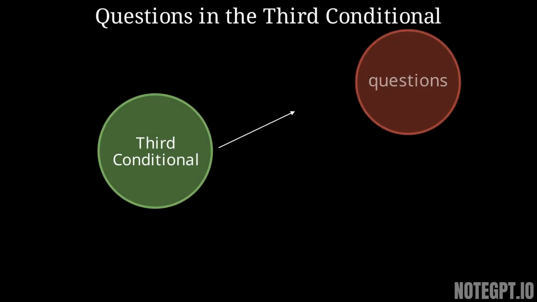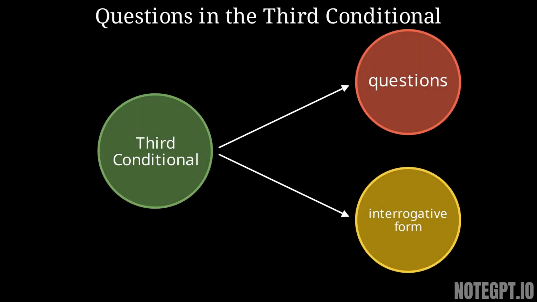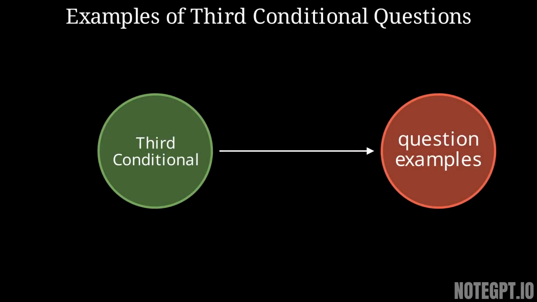To form questions in the third conditional, invert would, could, might, or should with the subject. Add a question word before if necessary. Examples: would you have come to the party if you had known about it? What might you have done if you'd arrived sooner? Where could you have gone if you hadn't come here?